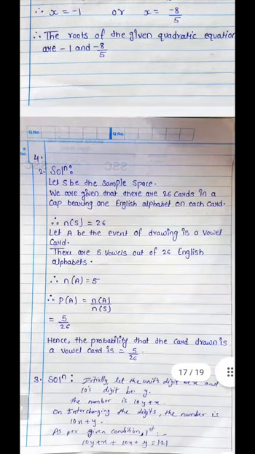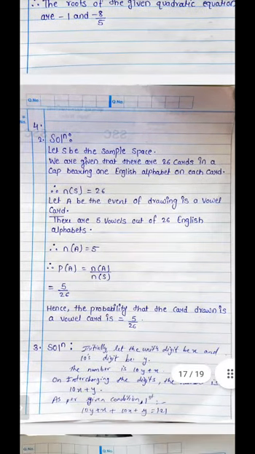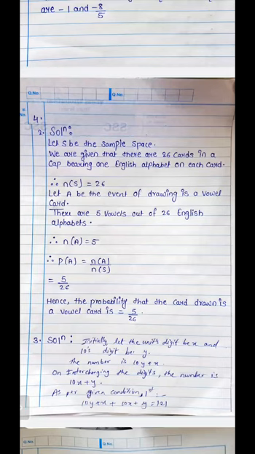Okay, now see here. Question number 4, number 2. Now, in this the sample space is given. The question is: John kept 26 cards in a cap bearing one English alphabet on each card. We know that there are 26 English alphabets. You know ABCD, no? So 26 alphabets are there in English. So NS, that is the number of sample space, will be 26.